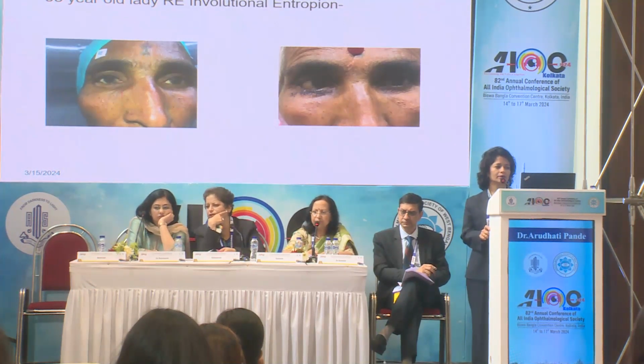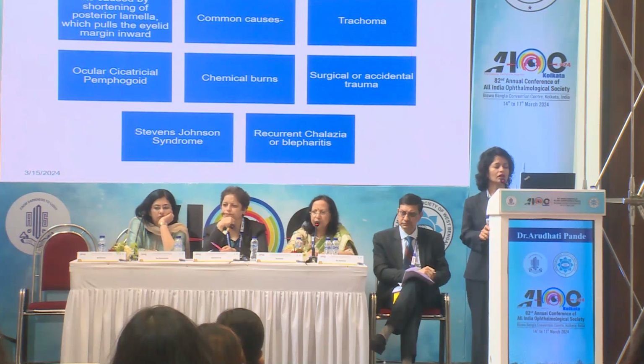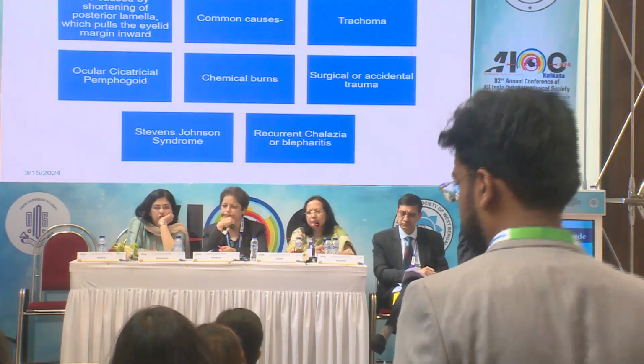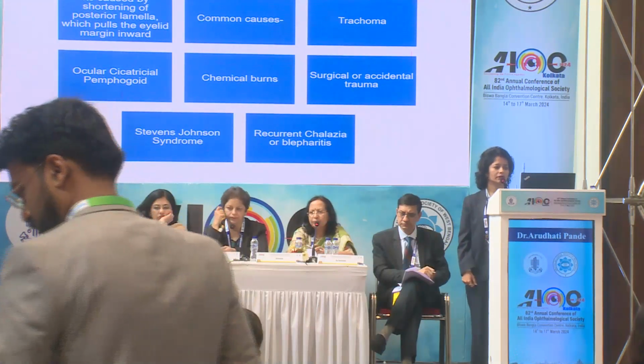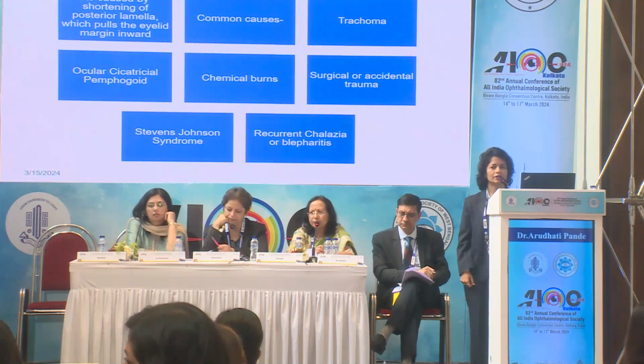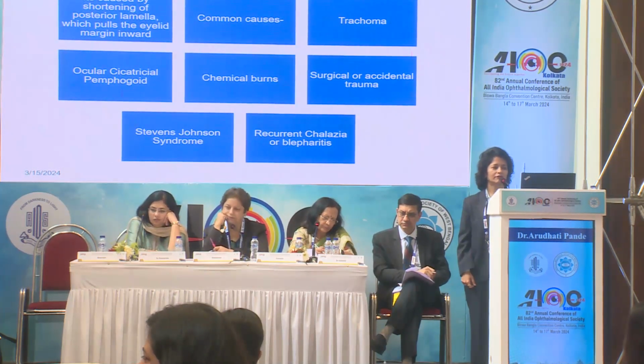This 50-year-old lady had right eye involutional entropion, and I corrected it with the Jones procedure. Now, cicatricial entropion is caused by shortening of the posterior lamella, which pulls the eyelid margin inward. So what are the causes? Trachoma, OCP (ocular cicatricial pemphigoid), chemical burns, surgical or accidental trauma, Stevens-Johnson syndrome, recurrent chalazia or blepharitis.